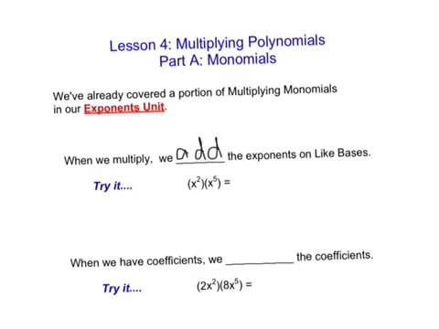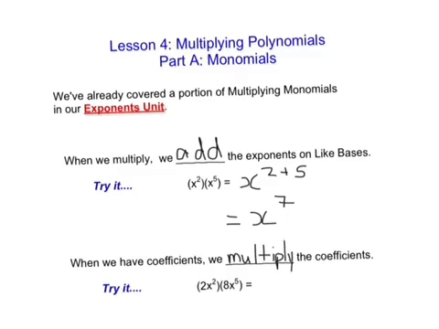Alright, so let's try it. X squared times x to the power of 5 becomes x to the power of 2 plus 5, which is just equal to x to the power of 7. The only thing that gets a little more complicated is when we have coefficients in there as well. If we have coefficients, we still multiply them. You don't add the coefficients.